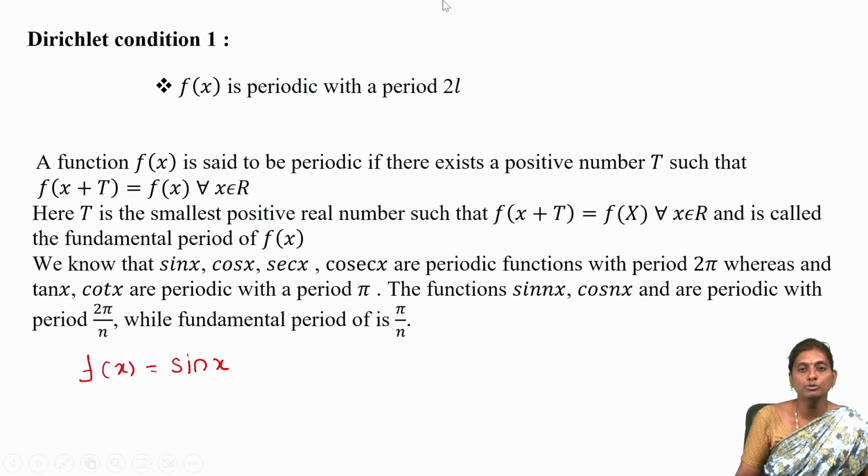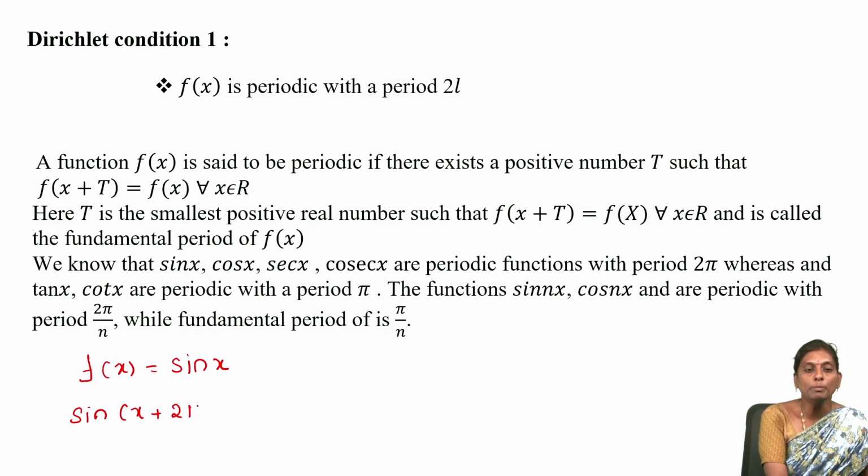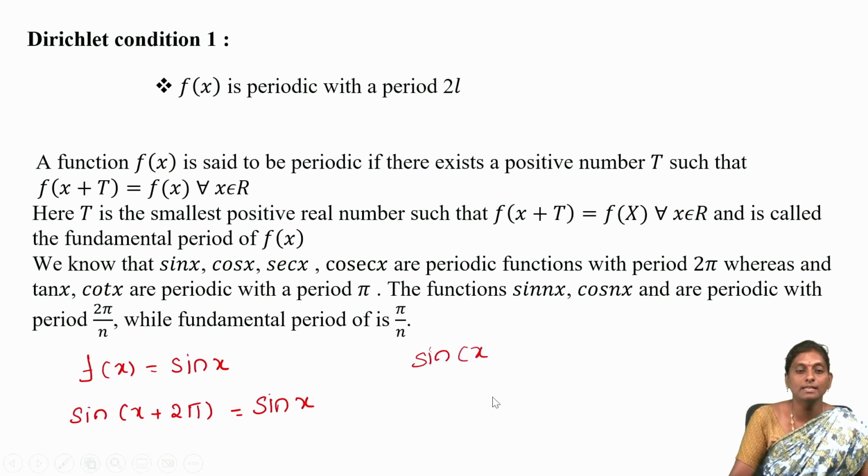There exists a positive integer t such that the condition is f of x plus t. Here sin is my function. Sin of x plus t, here I consider 2 pi. Sin of x plus 2 pi is equal to sin x, so our condition is satisfied. The value of sin of x plus 2 pi is sin x. Then sin x is called a periodic function with the period 2 pi.